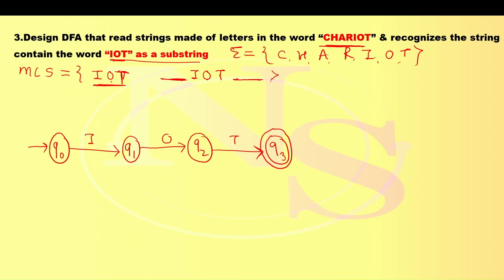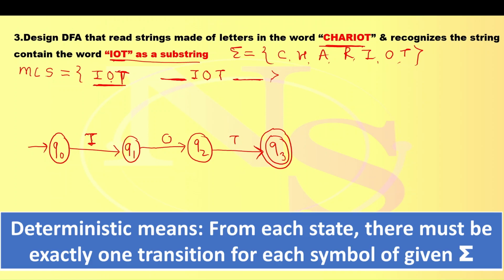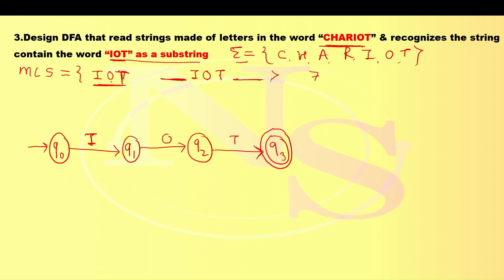Deterministic means that from each state there should be a transition for each symbol of sigma. In this case, sigma contains 7 symbols. We have a transition from Q0 for 1 symbol, so for the remaining 6 symbols we need to find transitions. As I explained in previous 8 videos how to find these transitions, let me repeat it once again for this question.